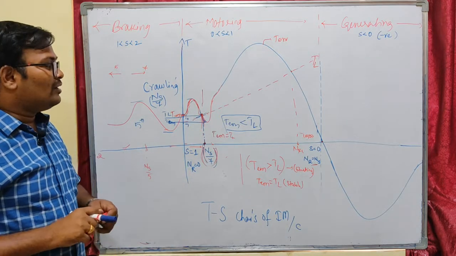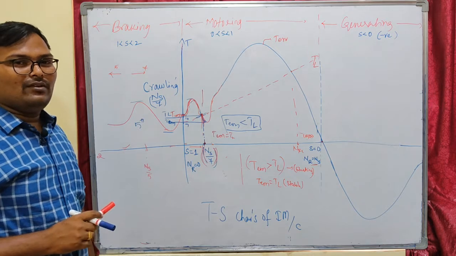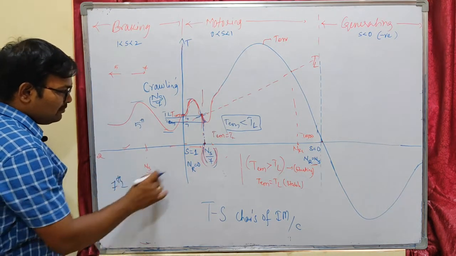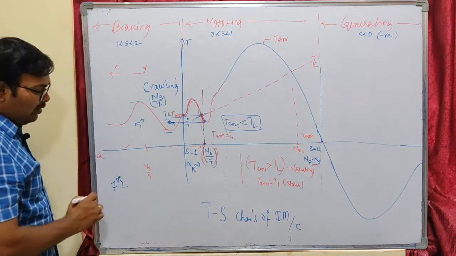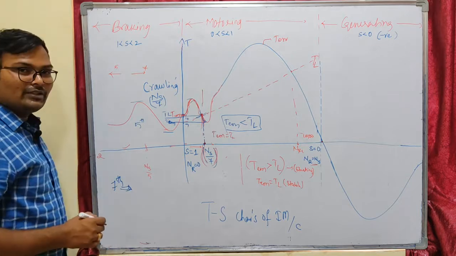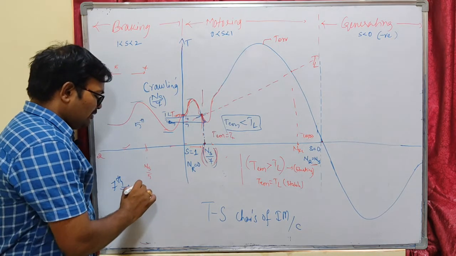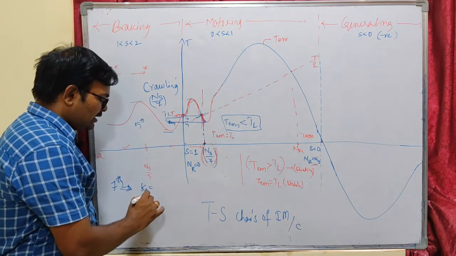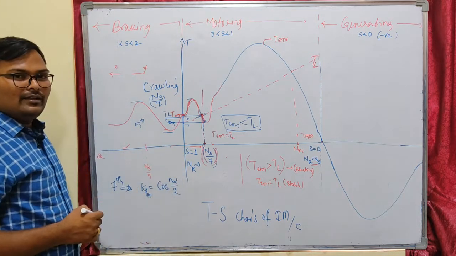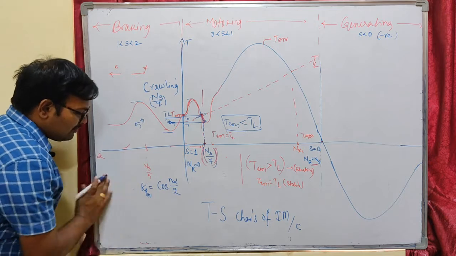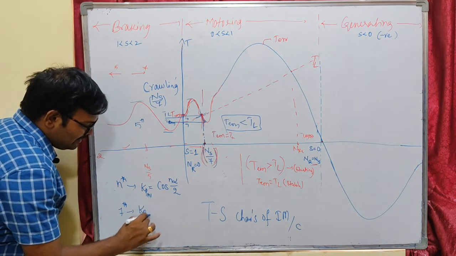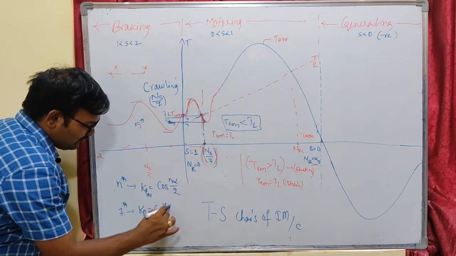This is why we have to eliminate these harmonics. So how can we eliminate them? I have to eliminate the 7th harmonic because it is causing crawling. In the elimination of harmonics concept in the first unit, I mentioned that using a pitch factor Kp for the nth order harmonic, that will be cos of n alpha by 2. So for the 7th harmonic, Kp7 equals cos of 7 alpha by 2.